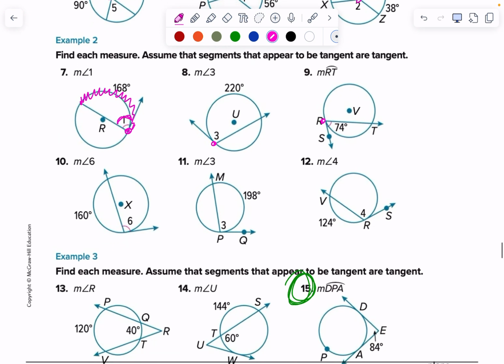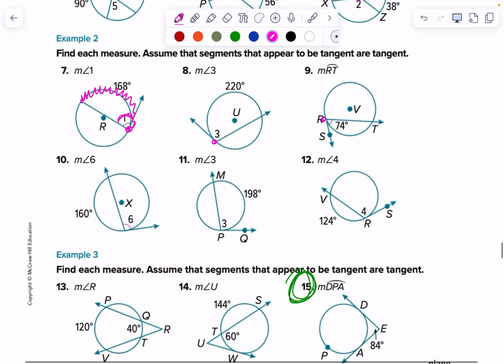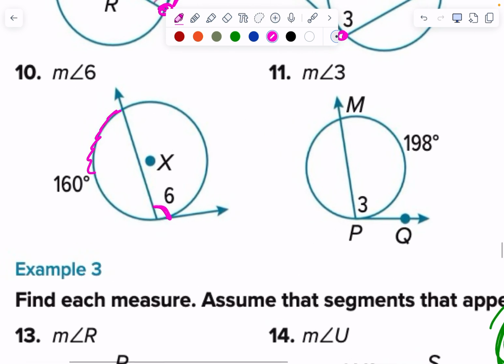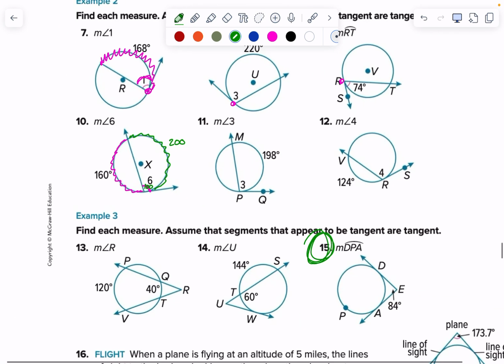What about 10, 11, 12? I'm just dividing by 2. Now, how do I do 6 over here? They give me that this is 160. So if this is 160, then this is how much? 200. So then how much is angle 6? 100. There you go. Okay, so you sometimes might have to find that extra step first, right? But those are just divide by 2, okay?